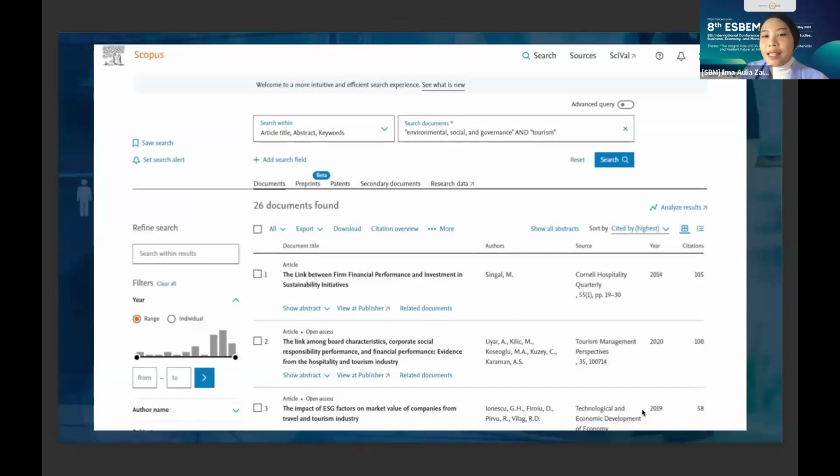Okay, so as you can see here, this is the Scopus.com page. I'm putting the keywords there. I'm searching for documents related to environmental, social, and governance and tourism. And only 26 documents were found, which is a very interesting finding, I would say, because again, I thought it would cover a lot more than this. So all of the documents that I found on this page, I analyzed through VOSviewer. Next, please.